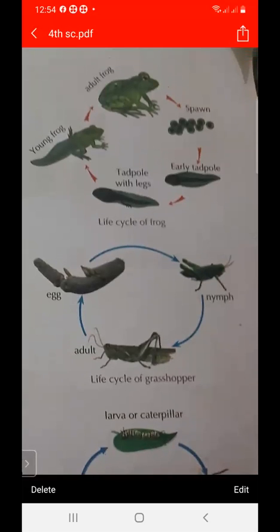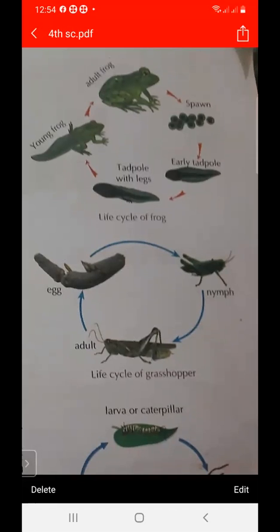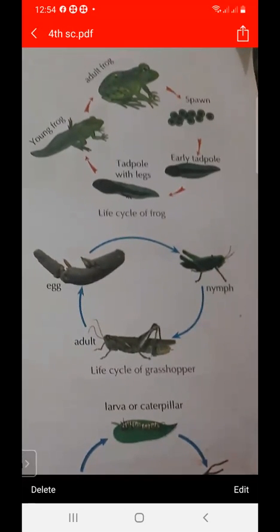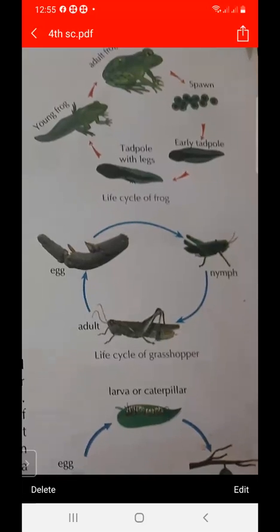In the life cycle of frog, firstly, the adult frog gives small eggs, and these small eggs are called spawn. And then this spawn is converted into the early tadpole, and this early tadpole is changed into the tadpole with legs, and this tadpole looks like a small fish. And then this tadpole is converted into the young frog. And this is the life cycle of frog.